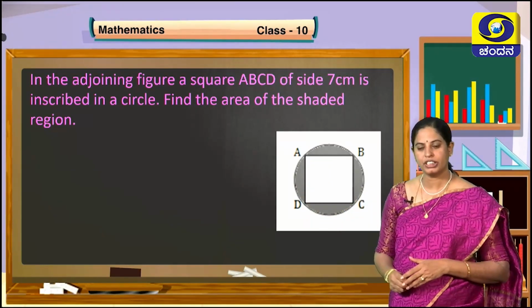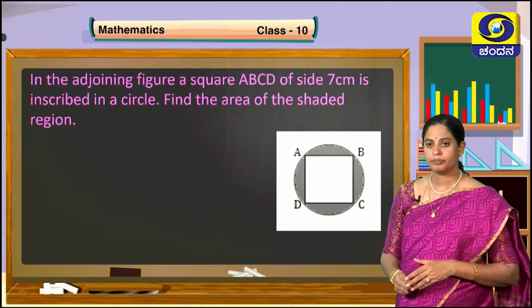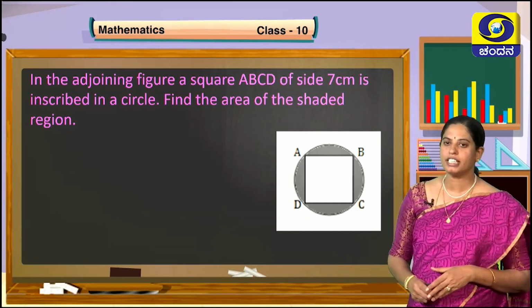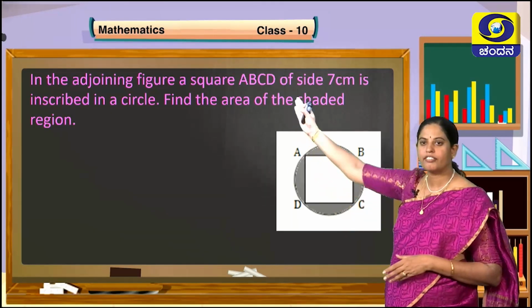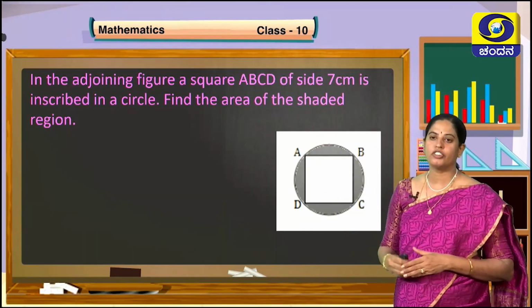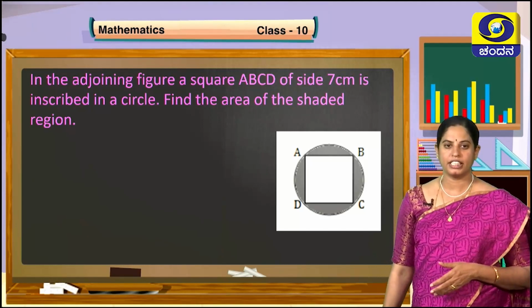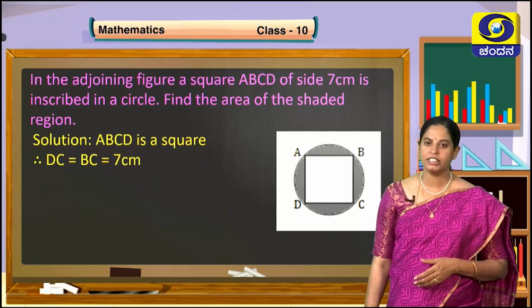shaded region area. Yes. So, how to find the area of the square? You know, they gave the side length. If you know the length of the side, you can easily calculate the area of the square.